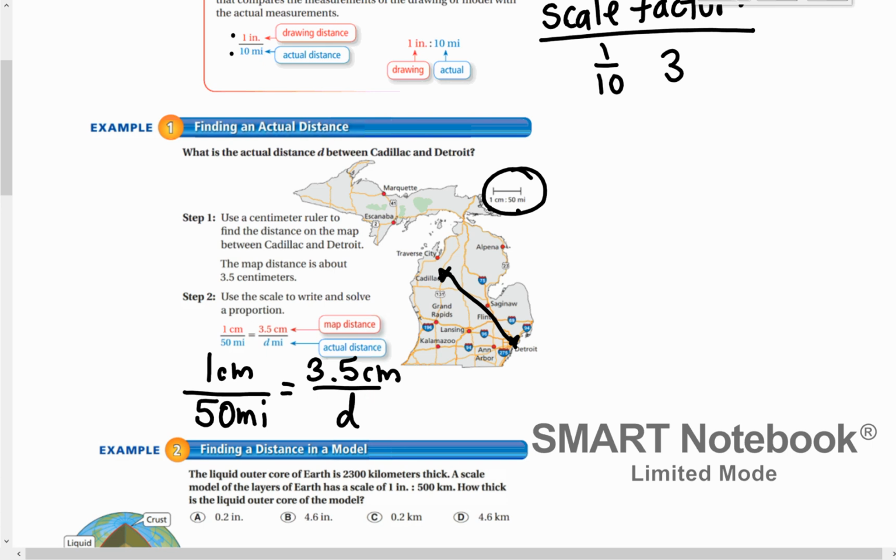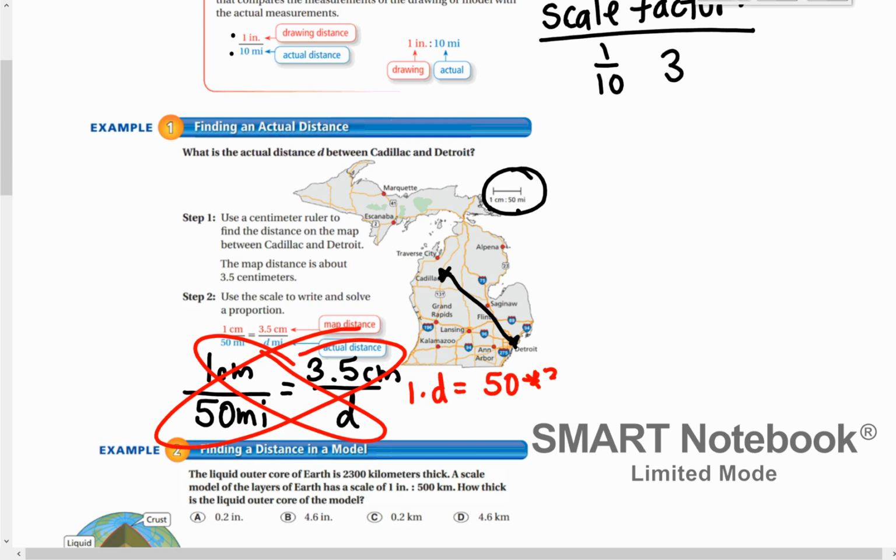So to solve, we use those cross products. We take 1 times D, which is equal to 50 times 3.5. 1 times D is just D. We take 50 and we multiply it by 3.5.